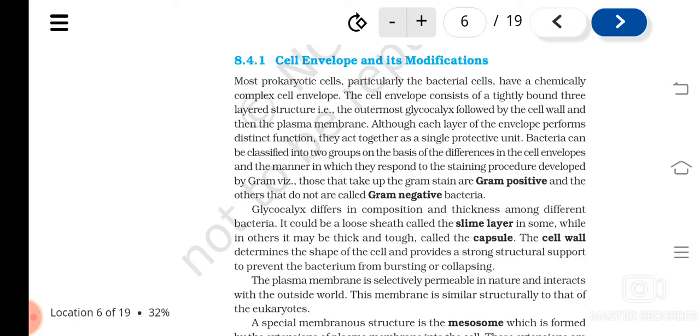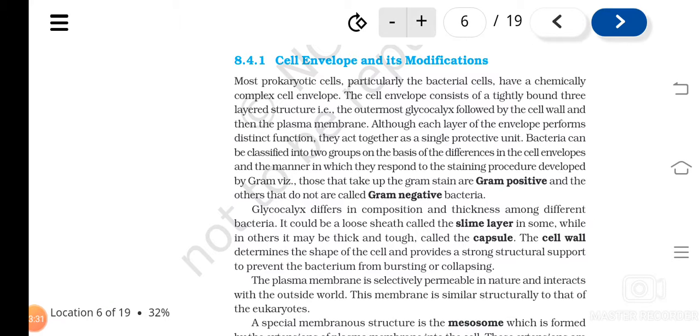And why is it significant? Because the difference in the cell envelopes is very important, as their mode of action, their severity, or their ability to cause diseases will change. Understood? So only we are interested in this.